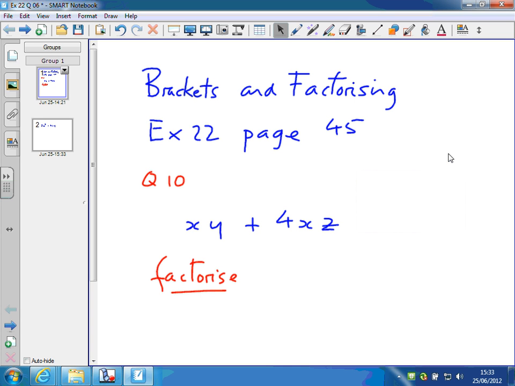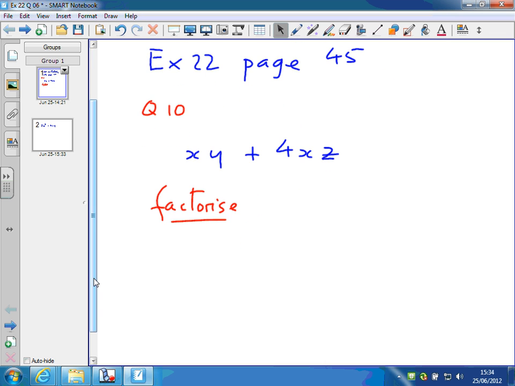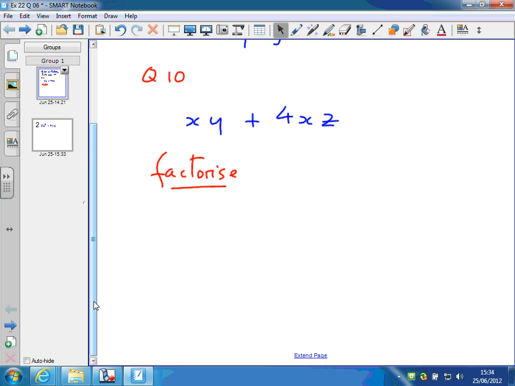Okay, so in this question, question number 10, we're now asked to factorize this expression. So we've got to put brackets in, in other words. In expressions like this, xy plus 4xz, we want to look for terms that are common to both terms, or symbols within the terms that are common to both. Are there numbers that are common to both? And are there symbols that are common to both?